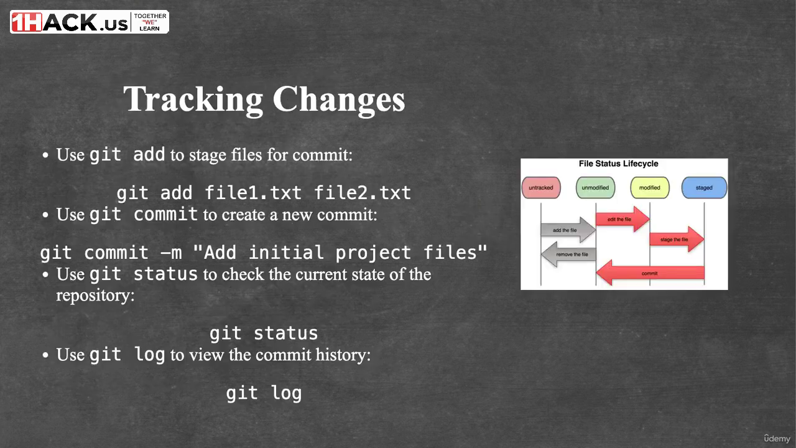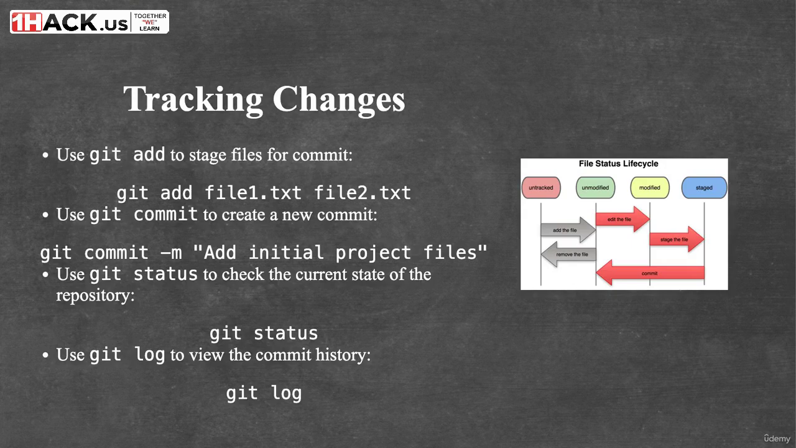Now that you have a Git repository set up, you can start tracking changes in your project. The first step is to add files to the staging area using the git add command. For example, to add two files named file1.txt and file2.txt, you would run the following command: git add file1.txt file2.txt. Once you've added the files you want to commit, you can create a new commit using the git commit command. When you run this command, Git will prompt you to enter a commit message, which should briefly describe the changes you've made.